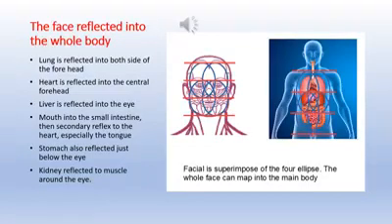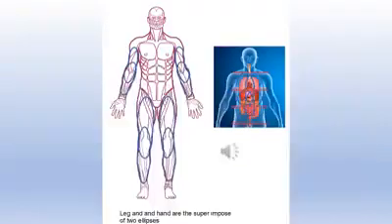Then the stomach is also reflected just below the eye. That's why when the lower part of the eye is swollen, you see there's something wrong, a weakness in the stomach. Then of course the kidney is at the back. It is reflected around the muscle of the eye. So when the area around the eye becomes dark, becomes a panda eye, then this is a kidney problem. Now for the limbs, for the legs and also for the hands.